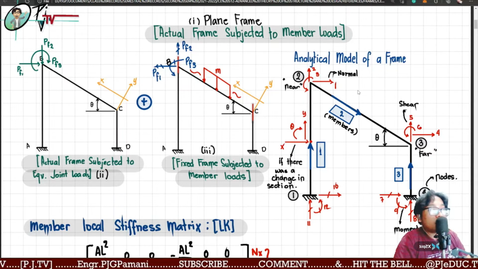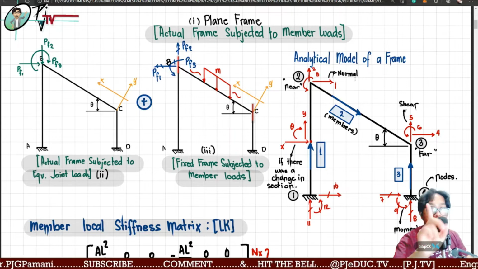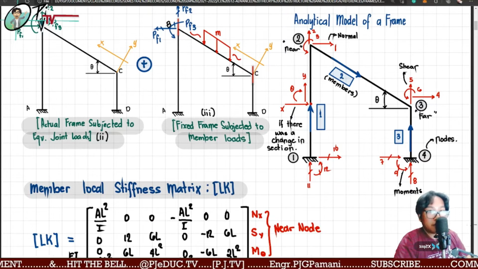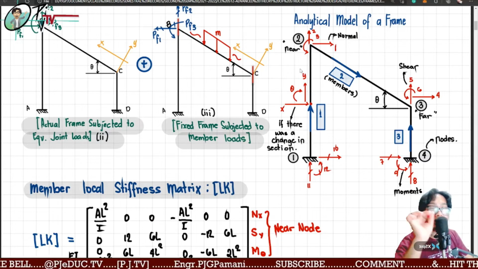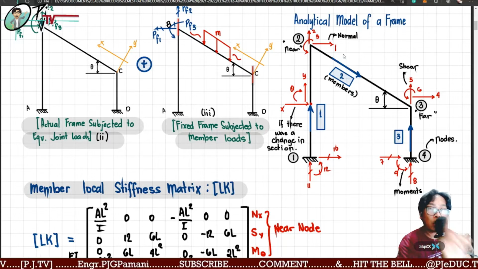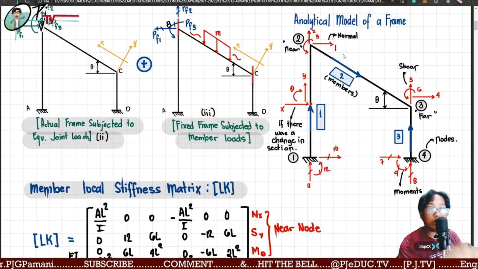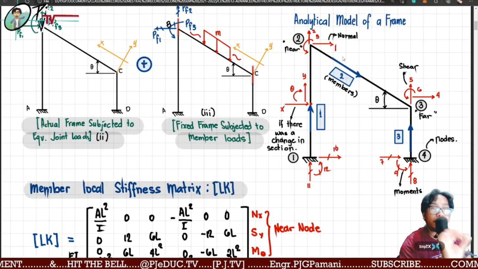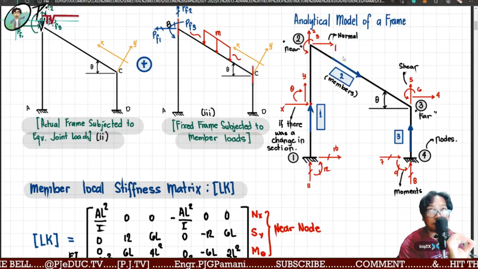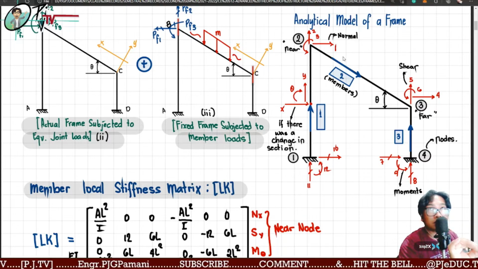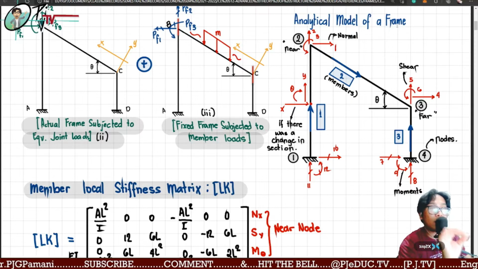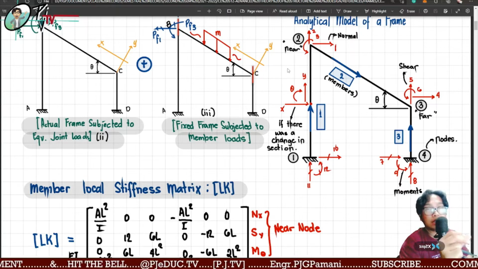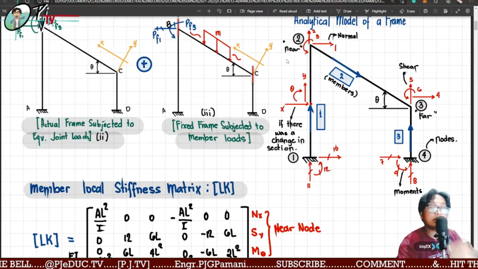So how do we plot the analytical model of a frame? Always take note of this. Whenever you are plotting the analytical model of a frame, always start your numbering on the joints with known forces, sorry. Start your numbering with known forces and unknown displacements, no?